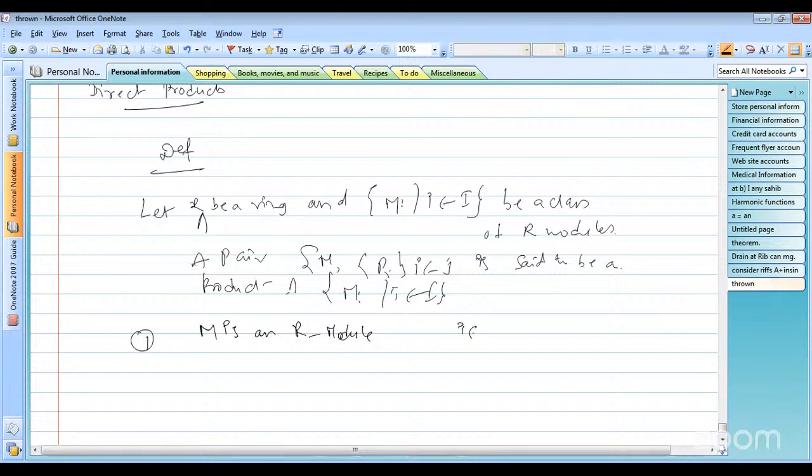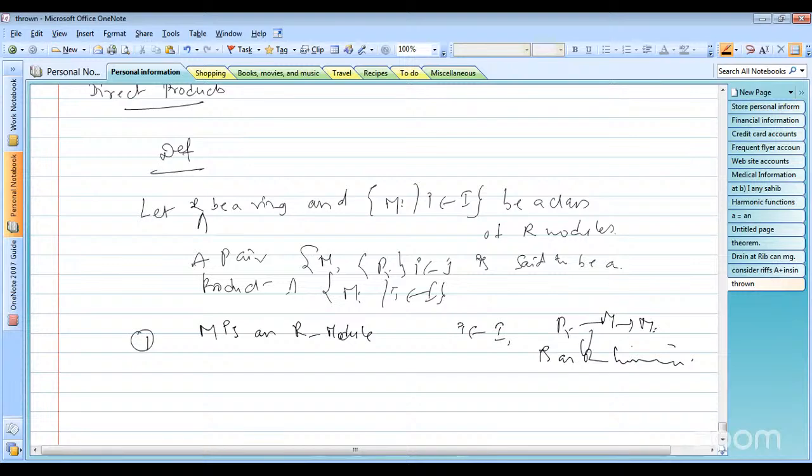For each i belongs to I, Pi, that is M maps to Mi, is an R-homomorphism. R-homomorphism we have to take here. These two conditions are satisfied here only.